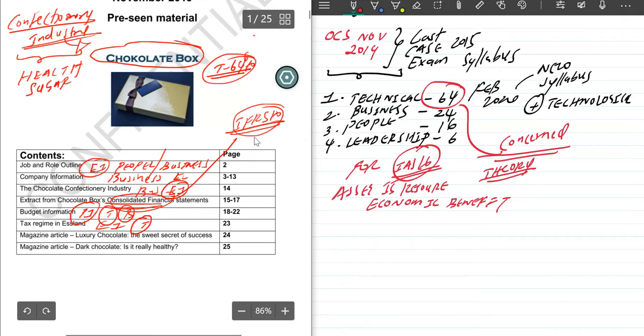The magazine articles are Luxury chocolate, the sweet secret of success, and the other one is Dark chocolate, really healthy. I'm telling you, these magazine articles are known as current issues, current issues in the industry where Chocolate Box, our company, is operating. From this, the examiner may usually, I'm not guaranteeing that, in the past he usually develops the unseen from the current issue. It continues usually from the current issue. And one more thing, students, if you look at this chocolate, it's chocolate.